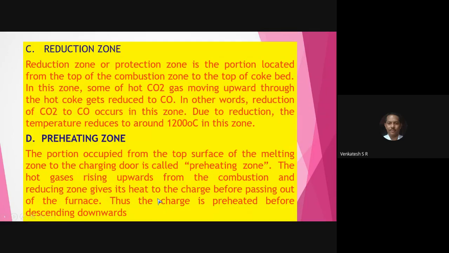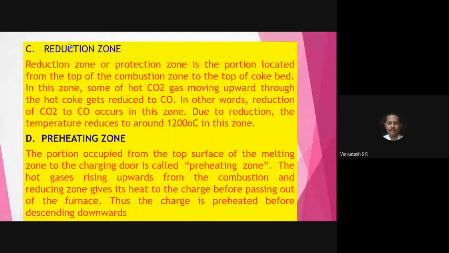Next, come to the point, the reducing zone. This is the protection zone, which is below the combustion zone. Carbon dioxide gas moves in the upward direction, and the carbon dioxide is reduced by coke to carbon monoxide.